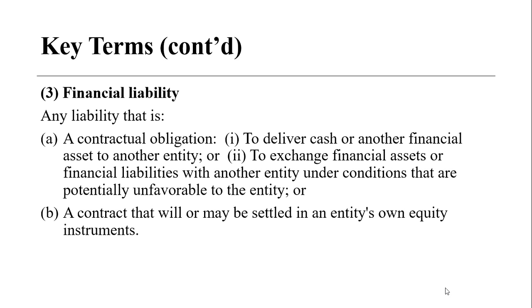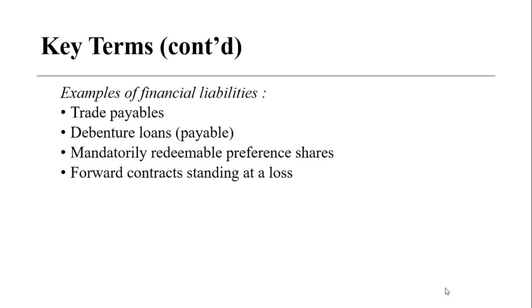We also have a financial liability. What is it? A financial liability is one that gives rise to a contractual obligation, number 1, to deliver cash or another financial asset to another entity, number 2, to exchange financial assets or financial liabilities with another entity under potentially unfavorable conditions. Then B says a contract that will or may be settled in an entity's own equity instruments. Examples include trade payables, debenture loans, which is simply a written acknowledgement of borrowed funds, mandatorily redeemable preference shares, as well as forward contracts standing at a loss. Of course, when you talk about forward contracts, this is what you are fascinated with in financial management.